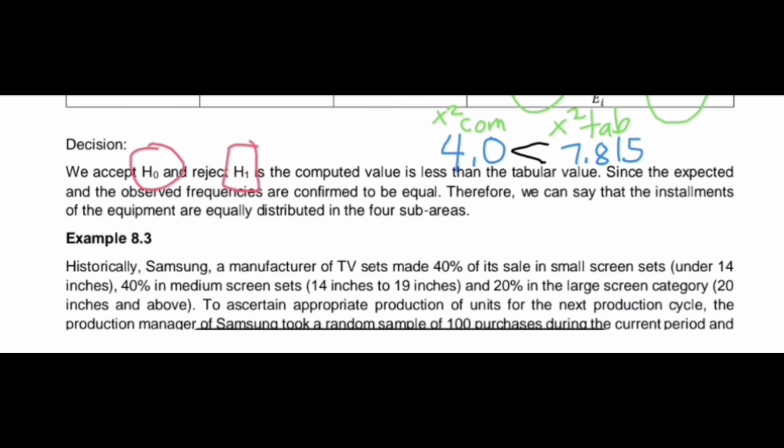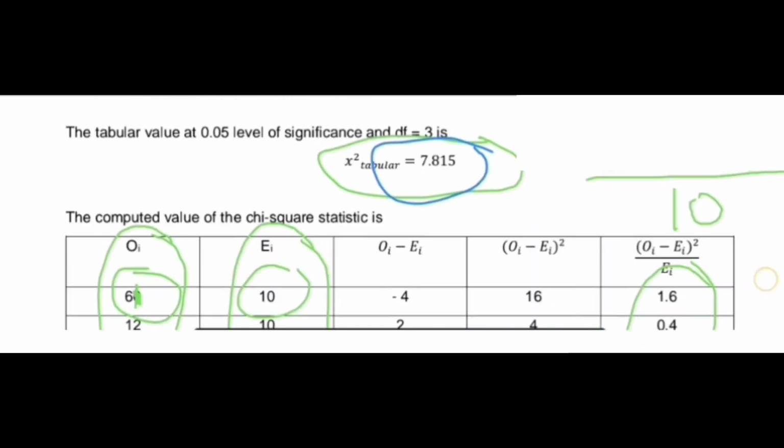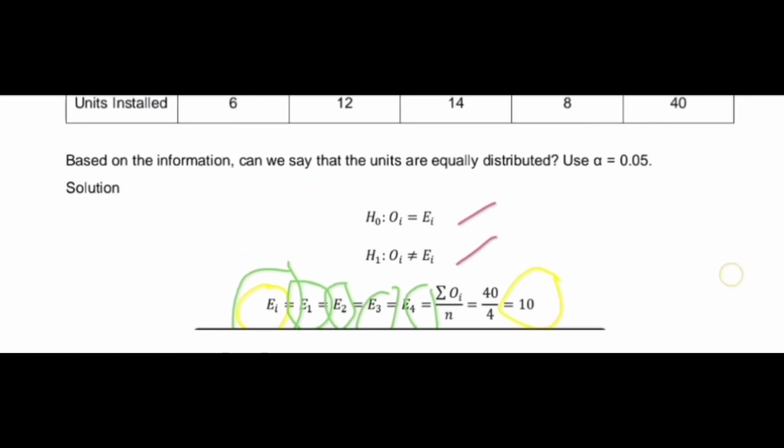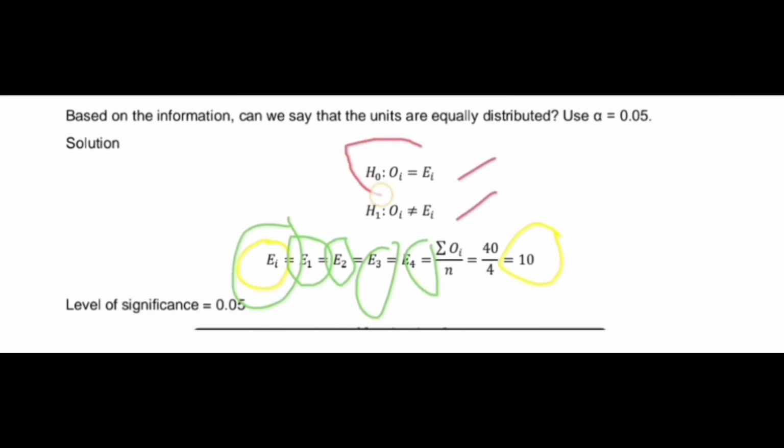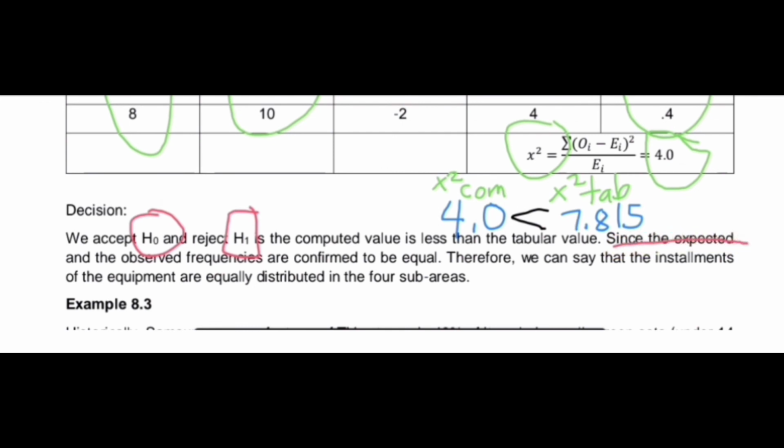Conclusion: we can see here that null hypothesis is that the observed frequency is equal to the expected frequency. Since the expected and observed frequency are confirmed to be equal, therefore we can say that the installments of the equipment are equally distributed in 4 sub-areas.